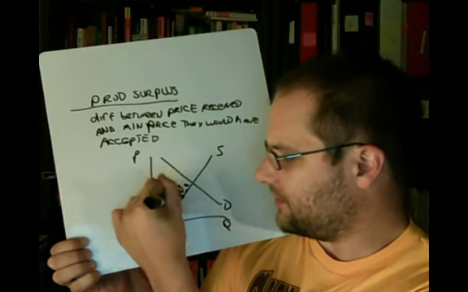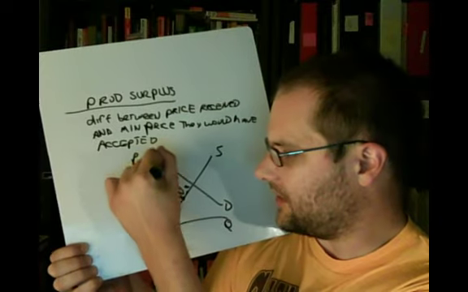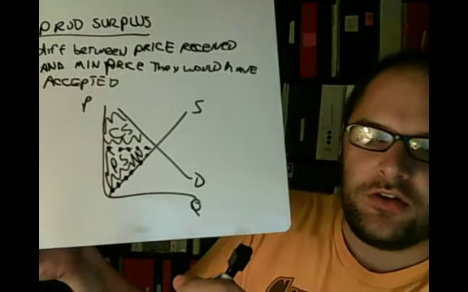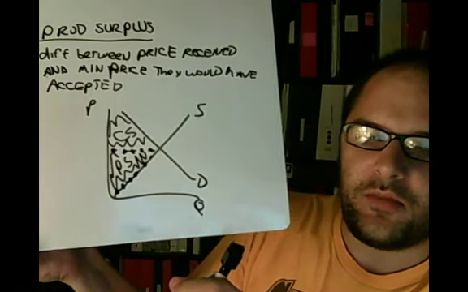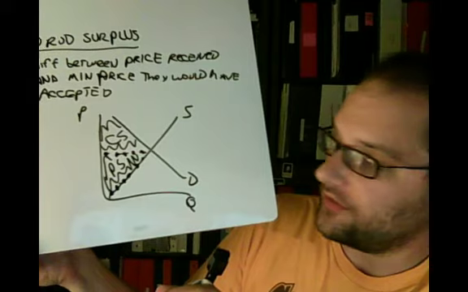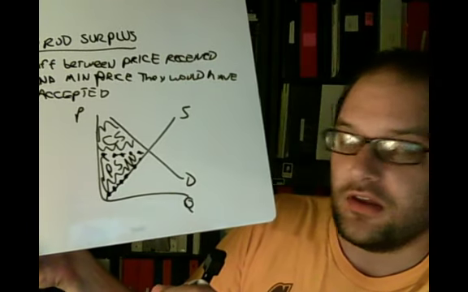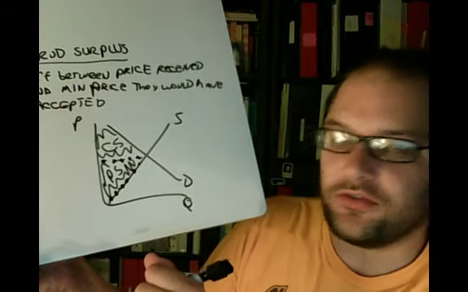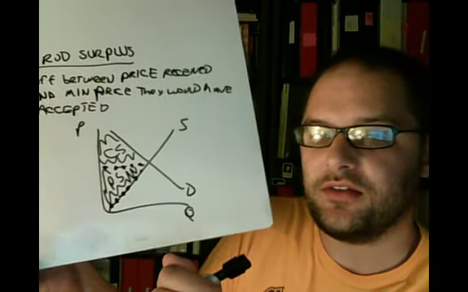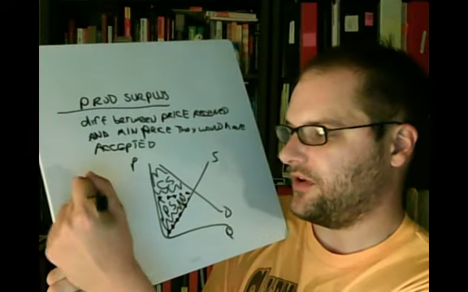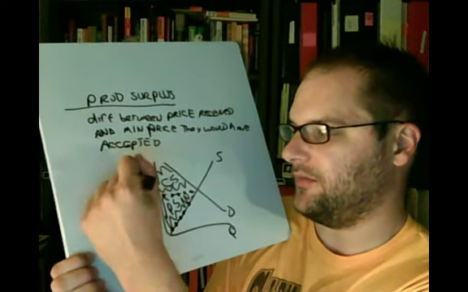This would all be the producer surplus. Up here, if you remember, was the consumer surplus. You can see that those two areas are maximized under the free market system, the consumer surplus and the producer surplus. Now, how would we calculate the producer surplus? You would calculate it in the same way as you calculated the consumer surplus, with our equation of 1/2 base times height.